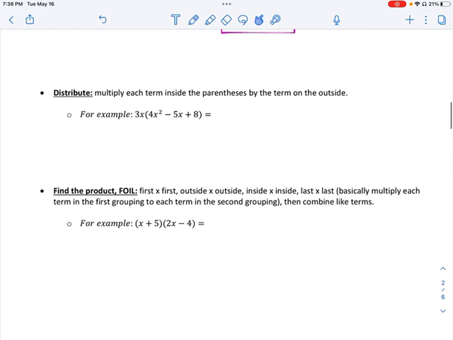To distribute, what we simply do is we multiply each term inside the parentheses by the term on the outside.